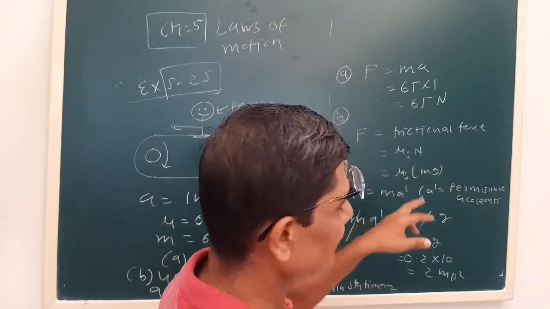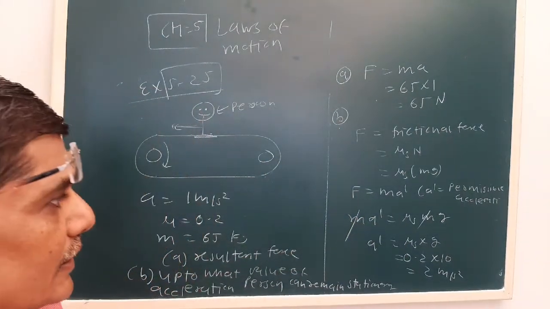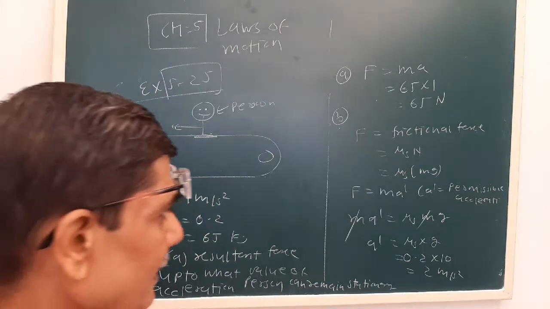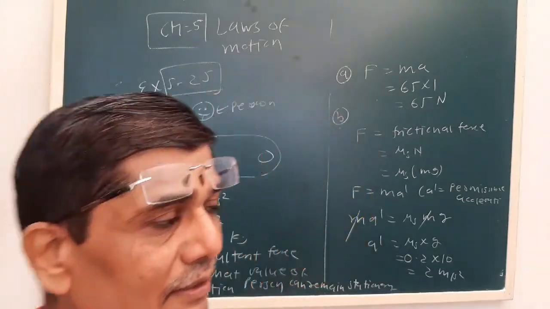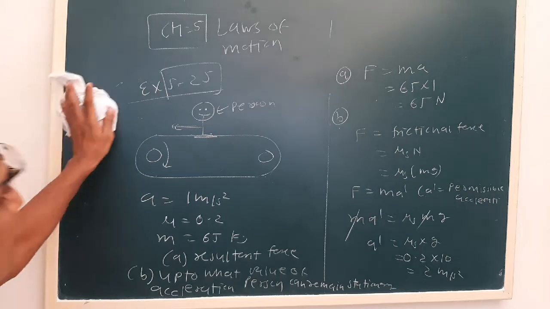Now N is equal to mg, known to us. Now F is equal to m a dash. Let a dash be the maximum permissible acceleration. So we compare, and we get the value of acceleration as 2 meter per second square. So that is about exercise number 5.25.